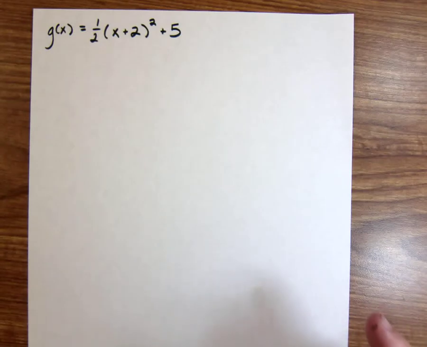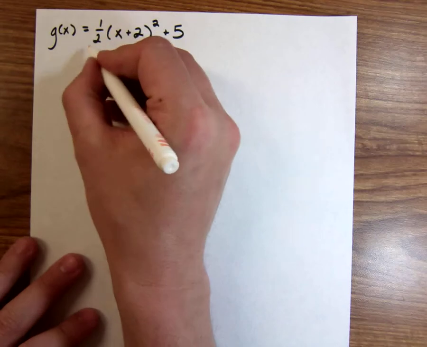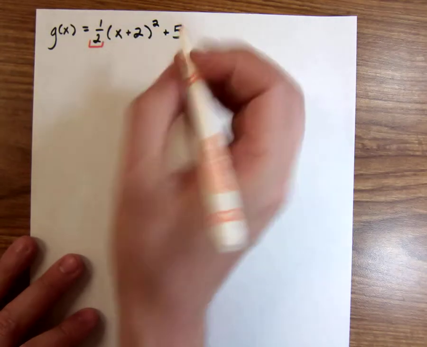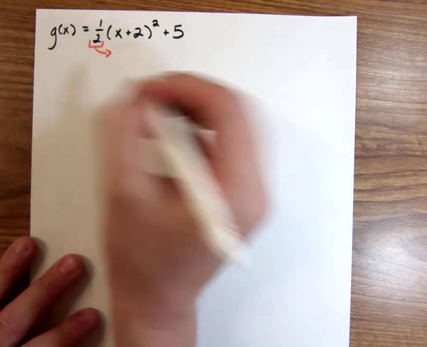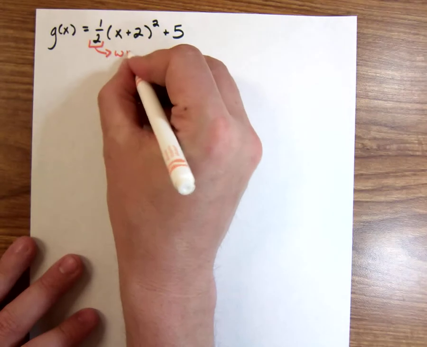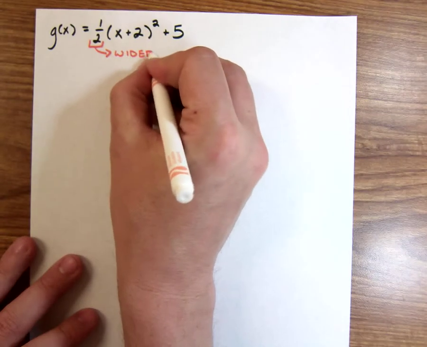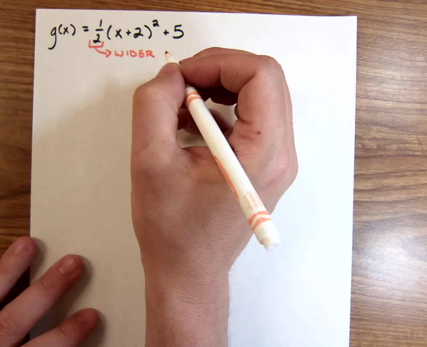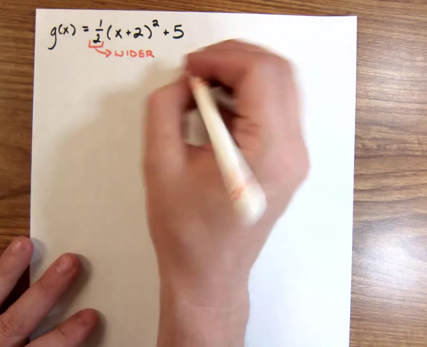Okay, so before we actually graph this, let's make a prediction. What is going to happen to this graph compared to the parent function? What is the 1/2 going to do? This is going to make it wider. This is going to make it be up. Is it going to be flipped? No, because there's no negative.